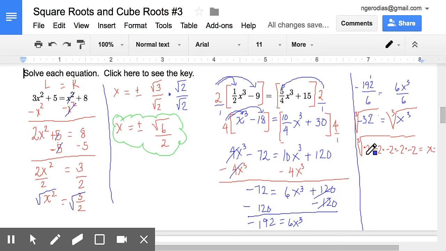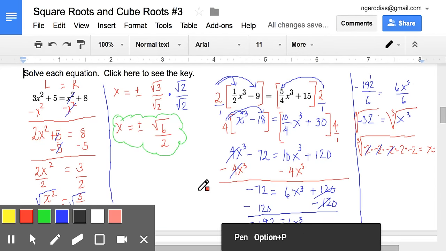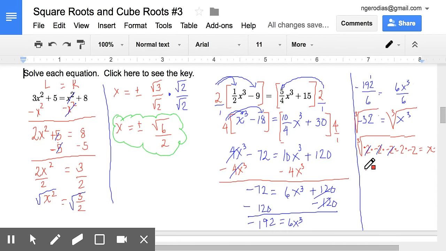So now we are looking for 3 identical factors. So negative 2 times negative 2 times negative 2 is negative 8. The cube root of negative 8 is negative 2. And then this 2 here is not enough to bring out of the cube root. So we'll have here the cube root of positive 4 equals x.